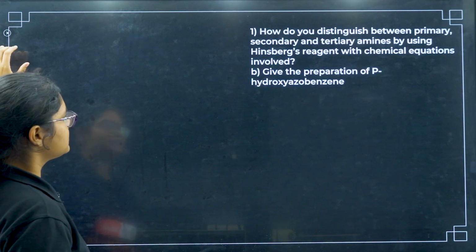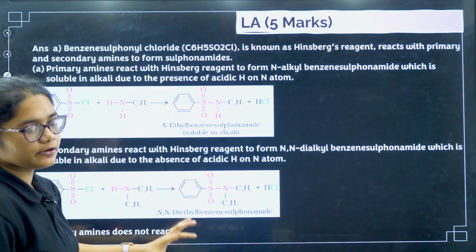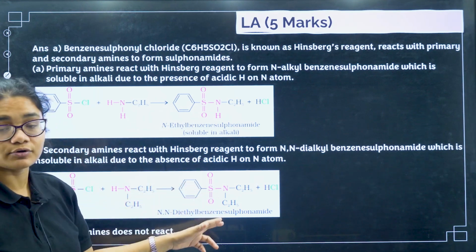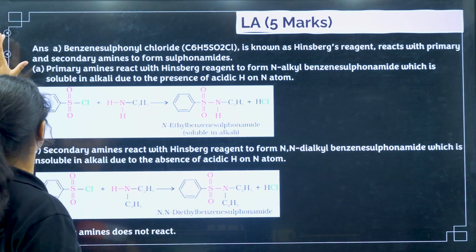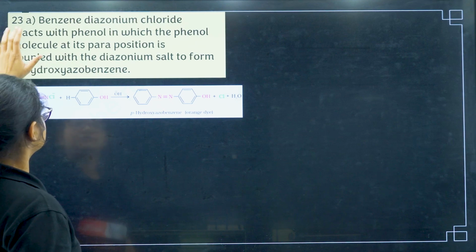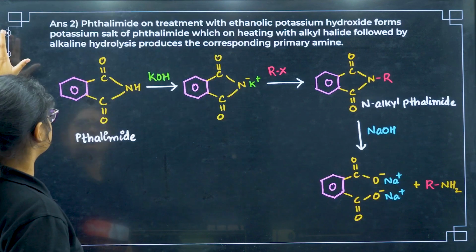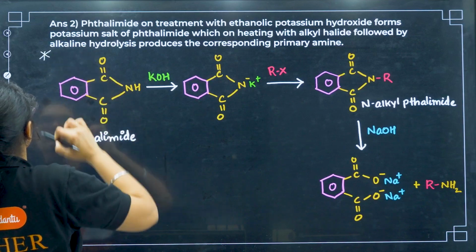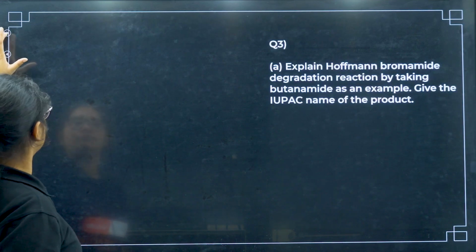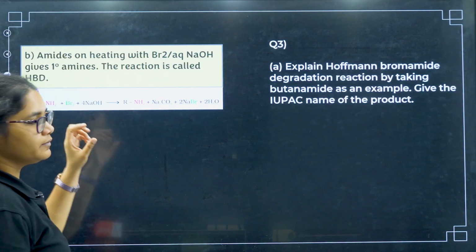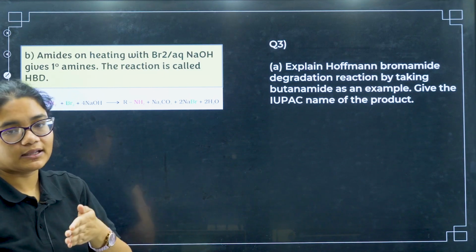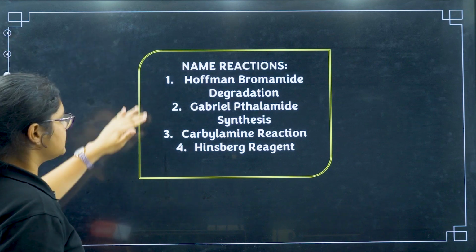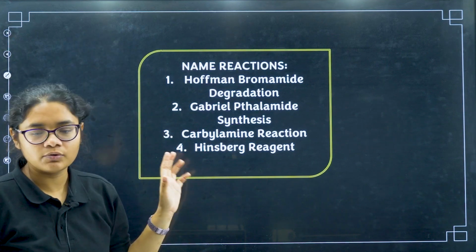Next, last chapter, amines, how to distinguish using the sulfonyl chloride, right? Primary will react and give you a salt which is soluble, secondary will react and give you a salt which is not soluble, and tertiary will not react at all. Next, preparation of para-hydroxyazobenzene, Gabriel phthalimide, complete mechanism. This is a very, very important question. And then we have Hoffmann bromamide degradation. So you will get amides reacting with bromine and KOH. Your primary amines will be produced with one carbon less than the amide, and these are the name reactions from this chapter that you have to go through.